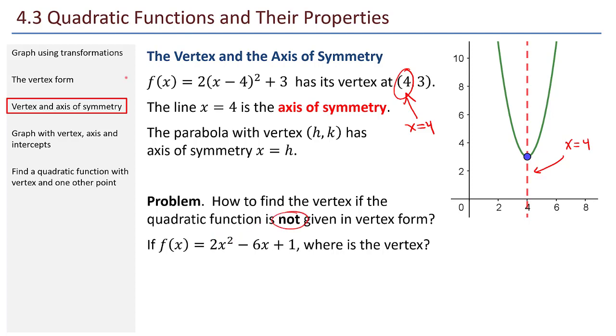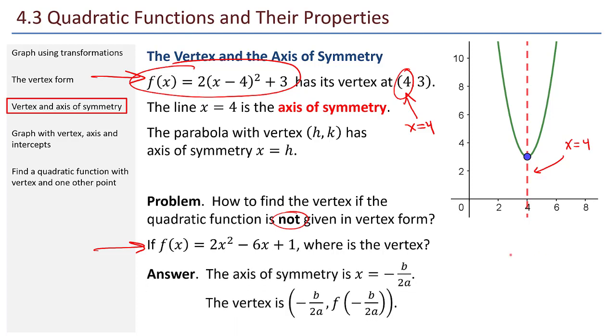If the function is in vertex form, it is so easy to figure out the vertex. But if the function is not in vertex form, we have a little bit of work to do. So here it is. f of x equals 2x squared minus 6x plus 1. Where is the vertex? How do we figure that out? Well, here's the answer. We first figure out the axis of symmetry, which is x equals negative b over 2a. And then we can figure out the vertex by taking that x value and plugging it into the function.